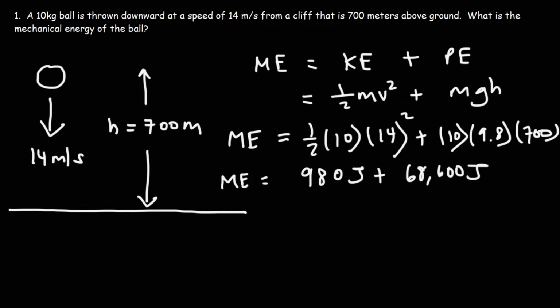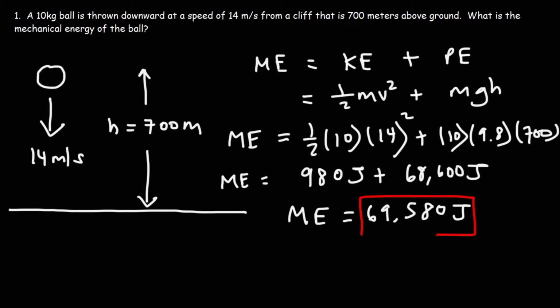Adding those two numbers gives us this result: 69,580 joules of total mechanical energy that this object possesses. So that's how you can calculate the mechanical energy of an object. All you need to do is find these two and add them up.